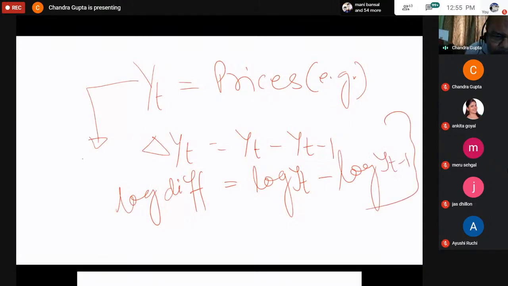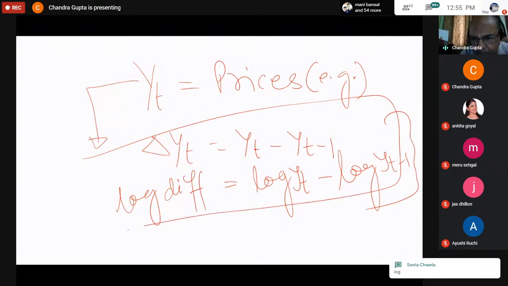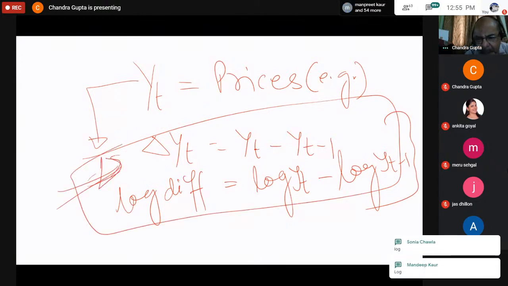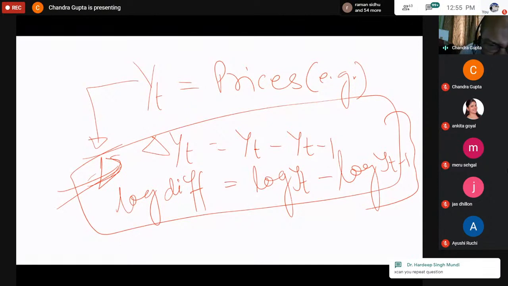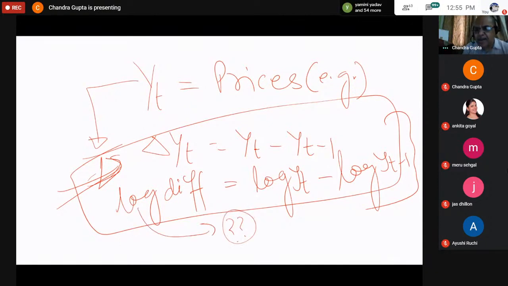Yes, Sonia, tell me. Hardeep, bolo. Sujit, Mandeep Kaur, Sonia, they both are saying log. But why log difference? Why not simple difference? Anyone? Any logic?